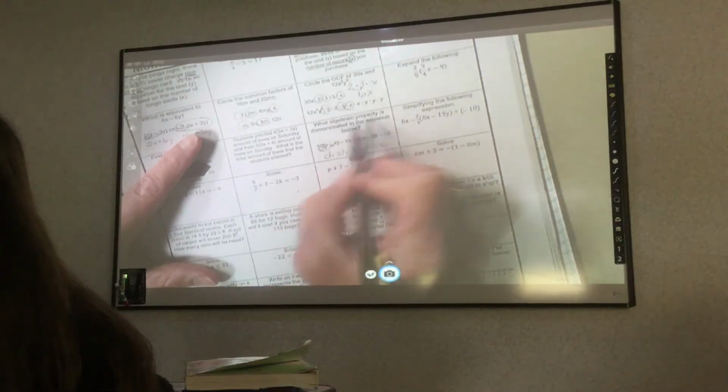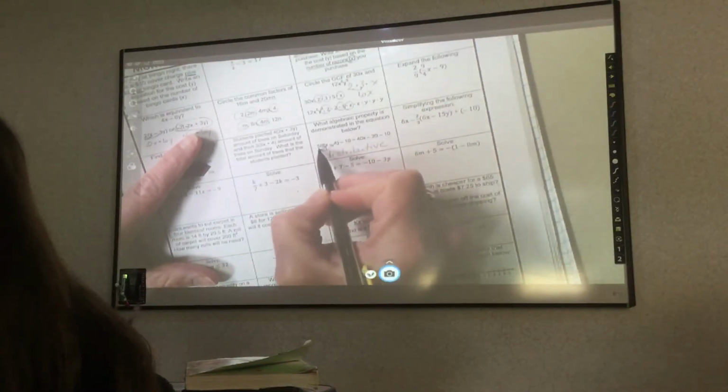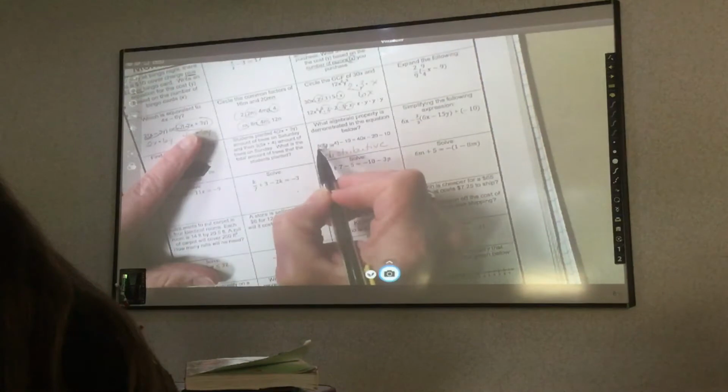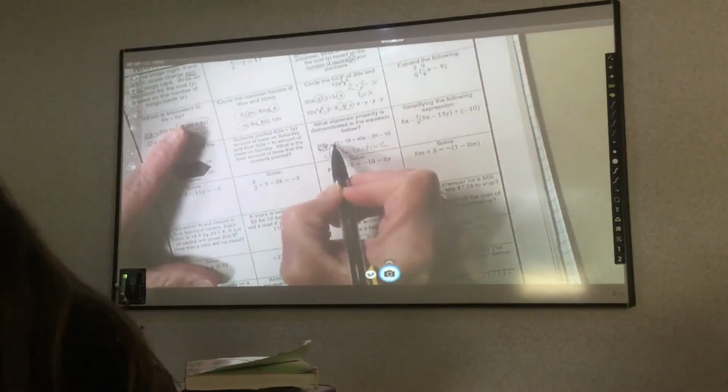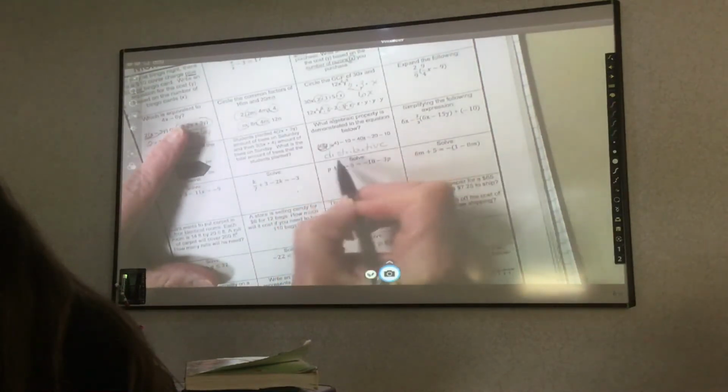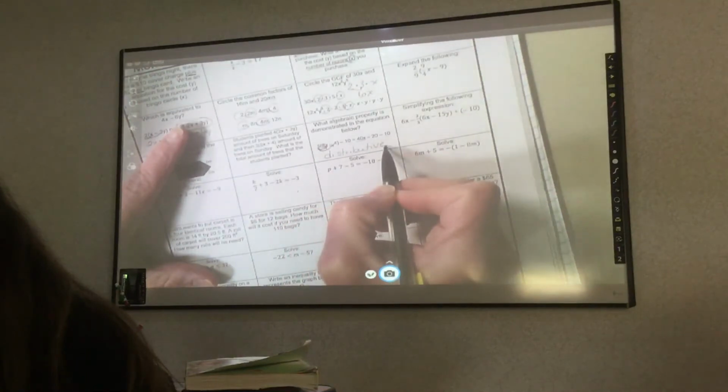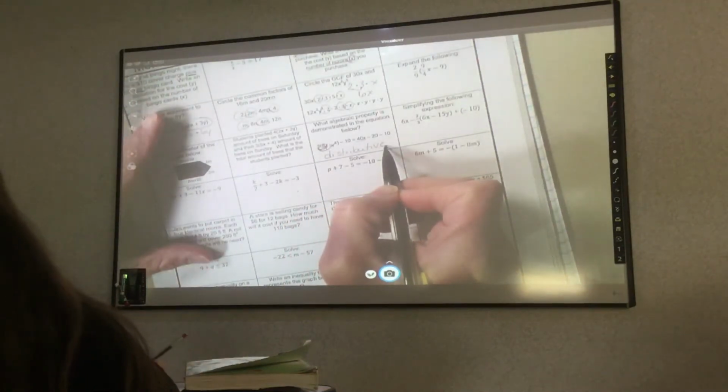What algebraic property is demonstrated in the equation below? When I do 5 times 8, then 5 times 4. 5 times 8 is 40, so it is the distributive. We've done that several times.